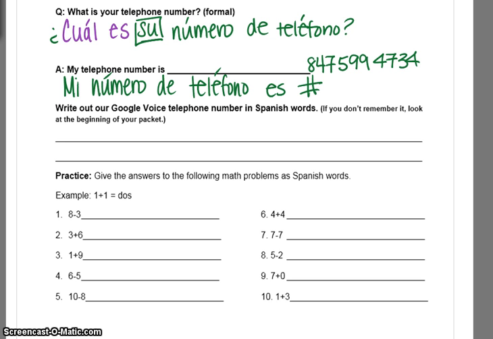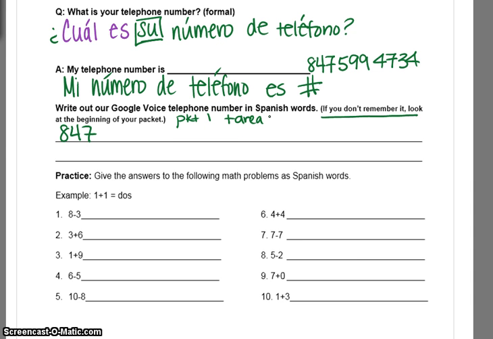Take a second to do two different things before class tomorrow. Number 1, write out our Google Voice telephone number in Spanish words. So it starts off with 847, but don't write 847, write it in Spanish. If you don't remember it, look at the beginning of your packet. It's on packet page 1, and it has one important word in it, tarea.